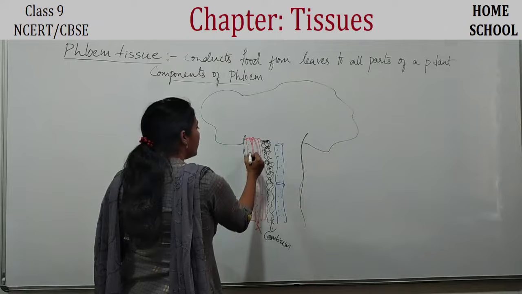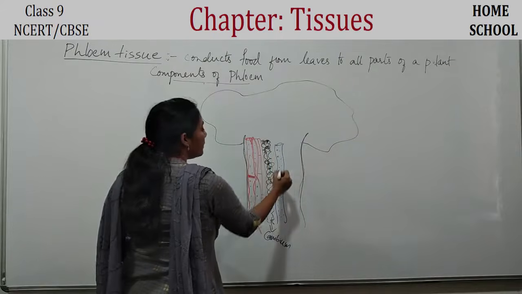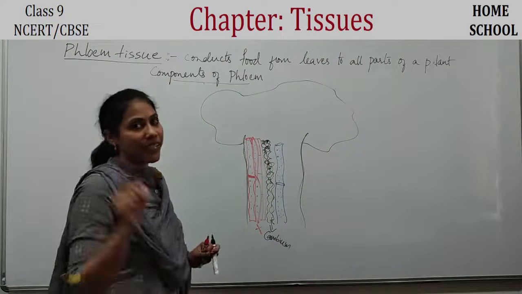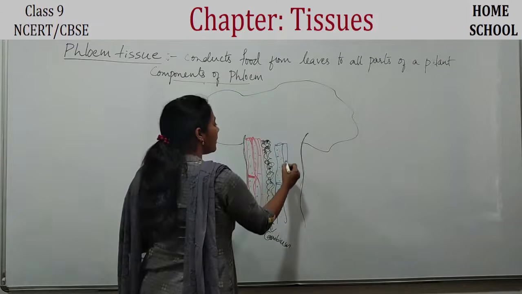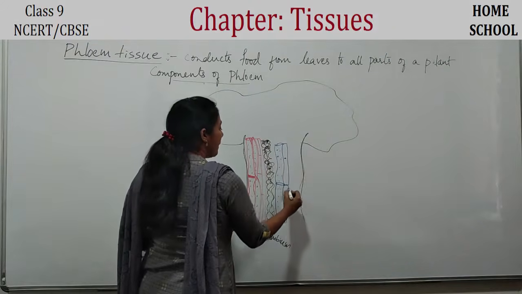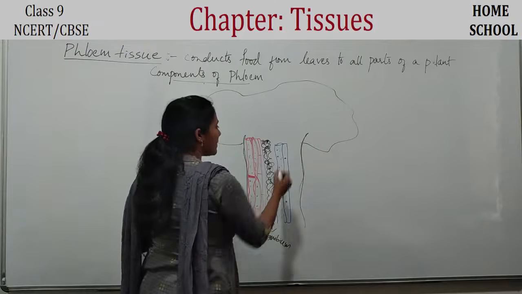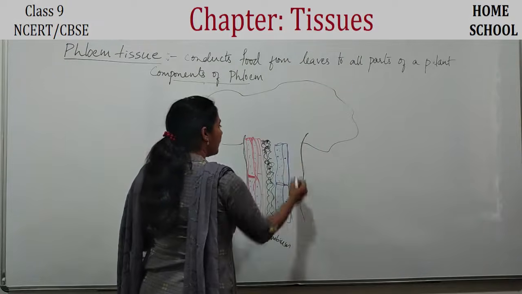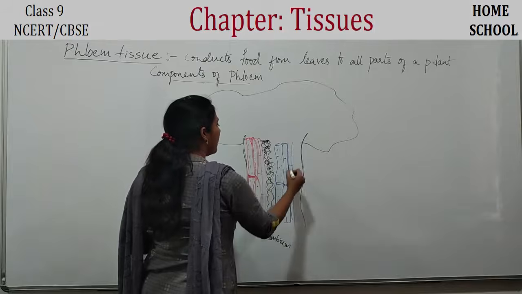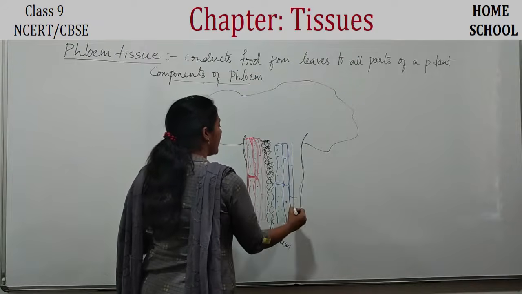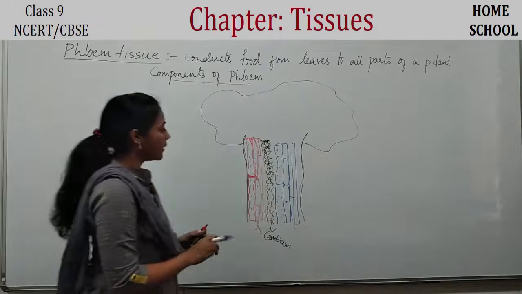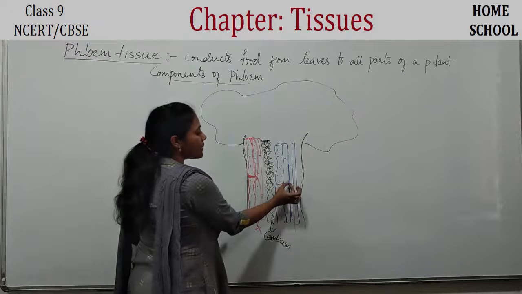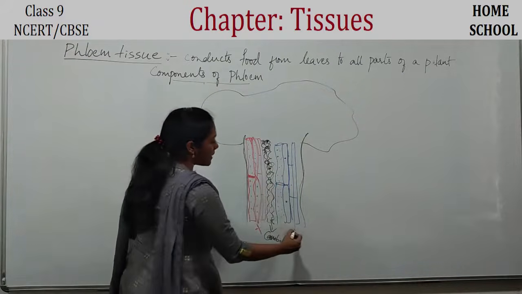So in the xylem, you have pits, but in the phloem, you have sieves. Be careful. And each and every sieve tube is associated with a companion cell. This is a companion cell. And later you have a phloem parenchyma. This is a phloem parenchyma. And later you have phloem fiber. So these are the four components of phloem. These are the four components of xylem.